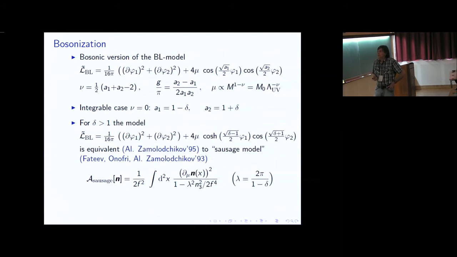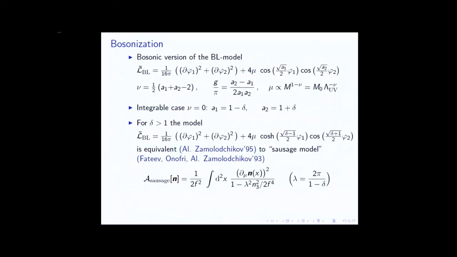But it was proposed a long time ago by Alyosha Zamolodchikov that this action actually describes a dual description for the sausage model, a certain nonlinear sigma model, which is given by this action. And the additional parameter here, lambda, is related to this delta. Now you can easily see that if delta goes to infinity, then lambda goes to zero, and we end up with the O3 sigma model.